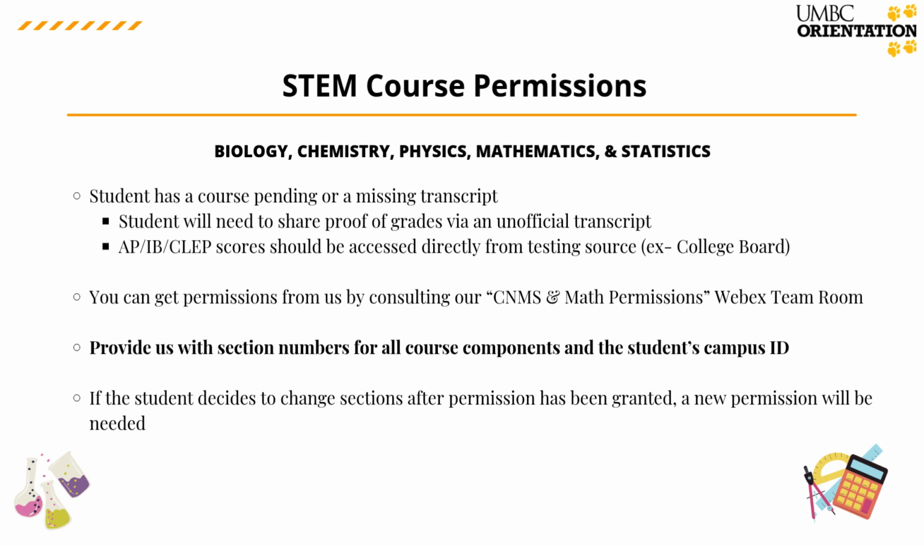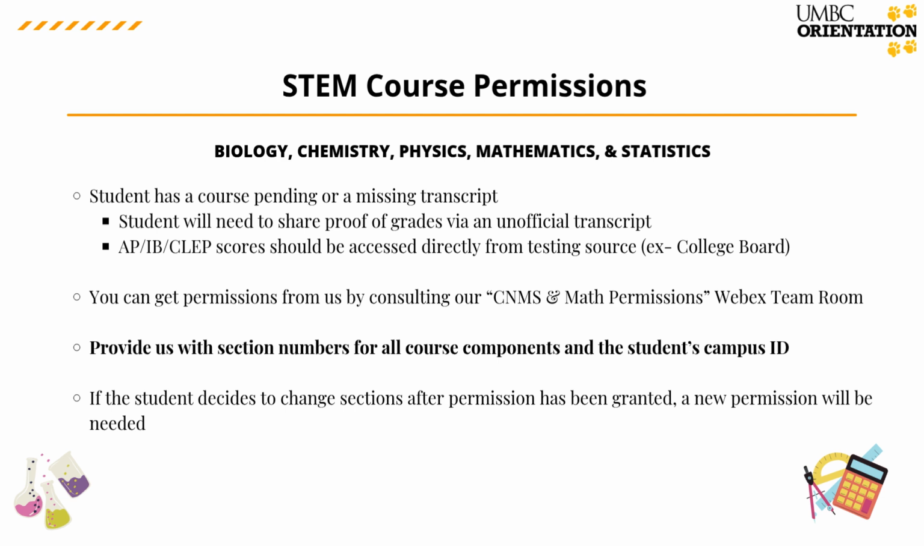You may need to enter our room to get STEM course permissions, and our team can enter course permissions for most biology, chemistry, physics, mathematics, and statistics courses. And oftentimes, a course permission is needed if a student has a course pending or a missing transcript that hasn't posted to their UMBC record. And the student will need to share proof of grades with us via an unofficial transcript from their previous institution, or they should access the school reports, such as College Board for AP credit, if we are using that as the basis for the course permission.